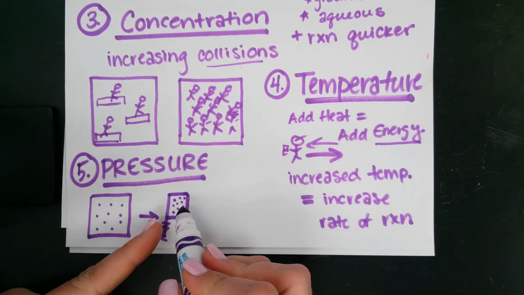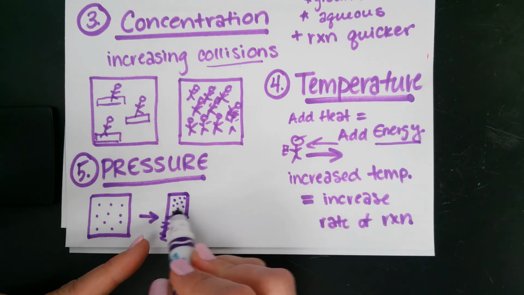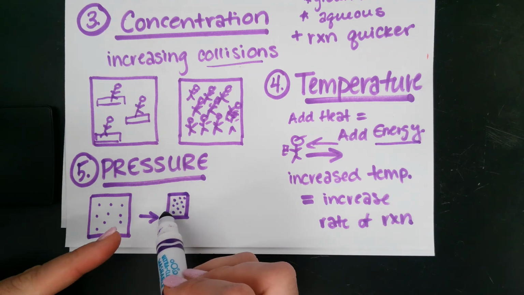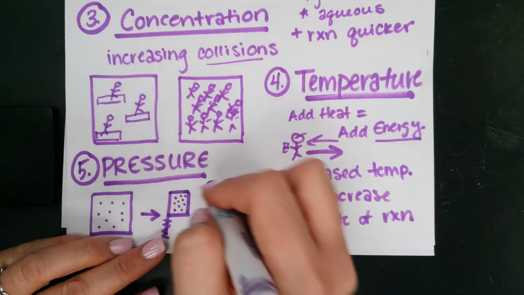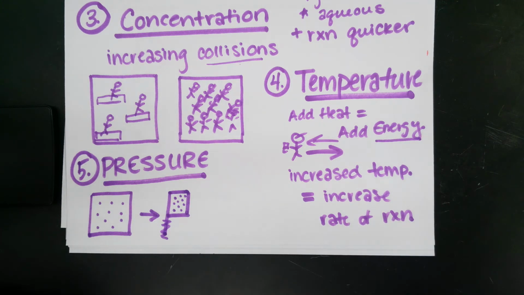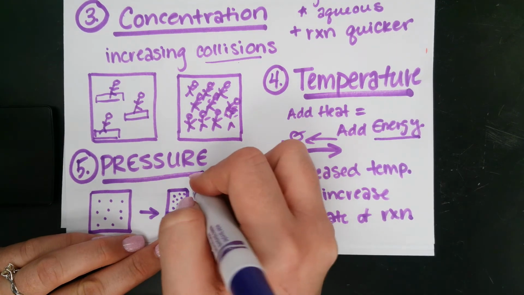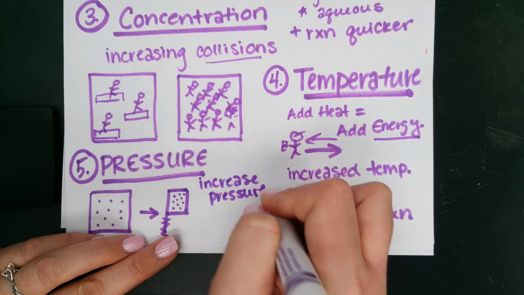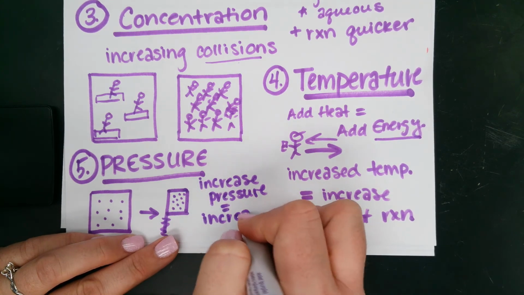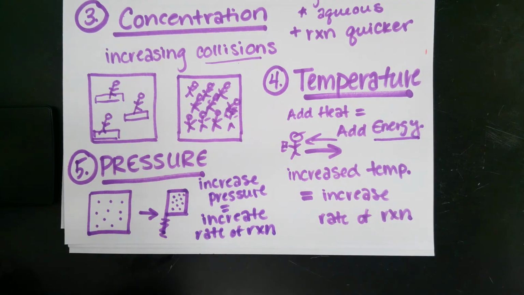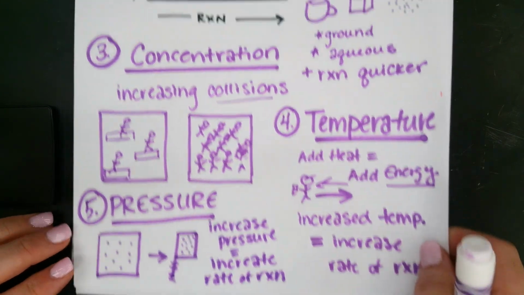Now it's just much more cramped, and the pressure that these little particles are exerting is going to be much higher. So by increasing the pressure, you're once again increasing the energy. So by increasing the energy, the same will apply. So you've increased the energy, which means you've increased the rate of reaction. So increased pressure equals increased rate of reaction.